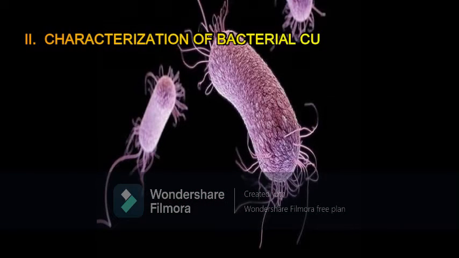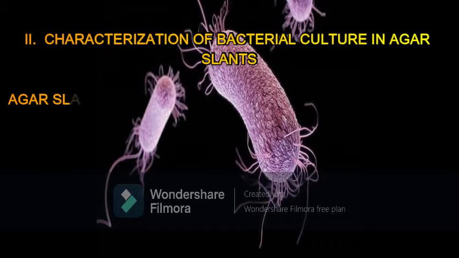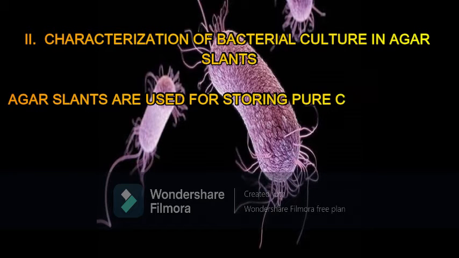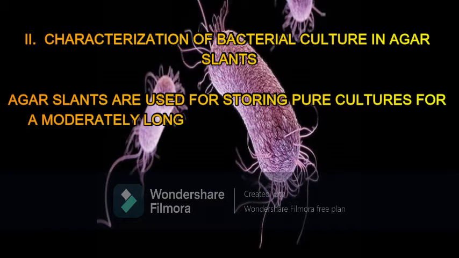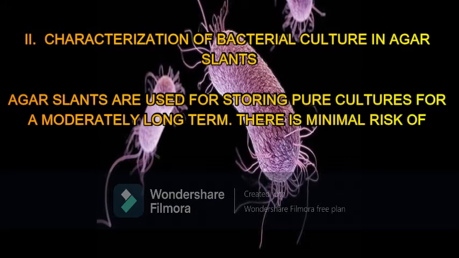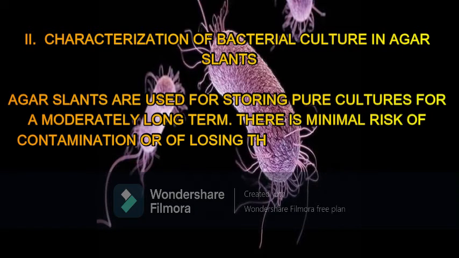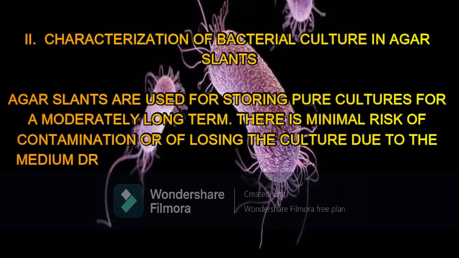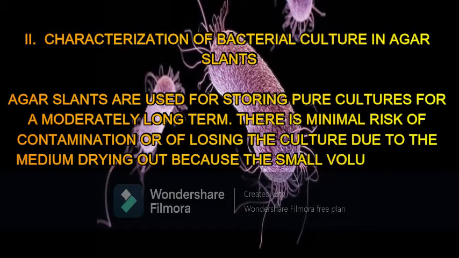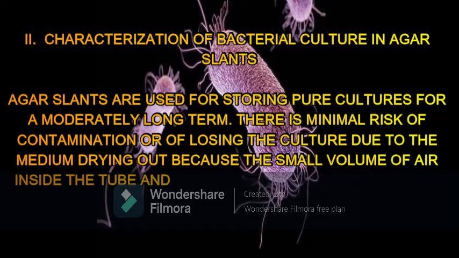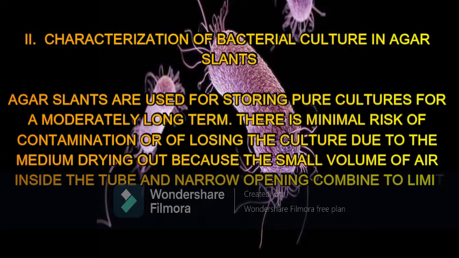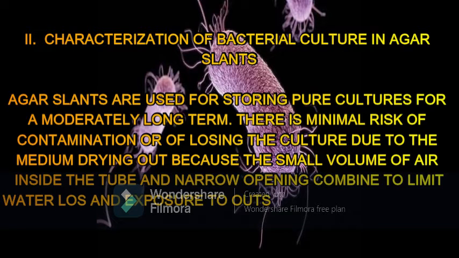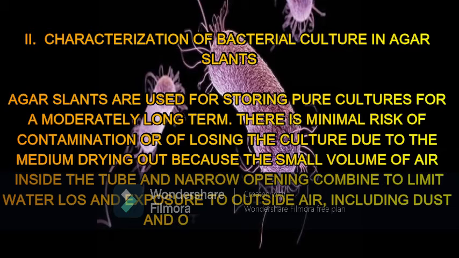Characterization of bacterial culture in agar slants. Agar slants are used for storing pure cultures for a moderately long term. There is minimal risk of contamination or of losing the culture due to the medium drying out, because the small volume of air inside the tube and narrow opening combine to limit water loss and exposure to the outside air, including dust and other particles.